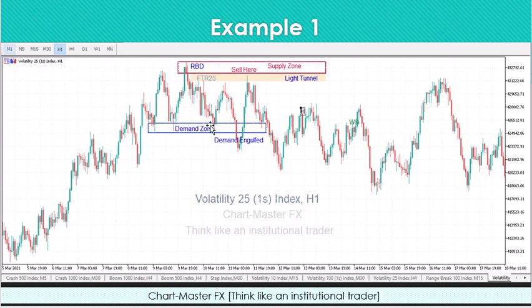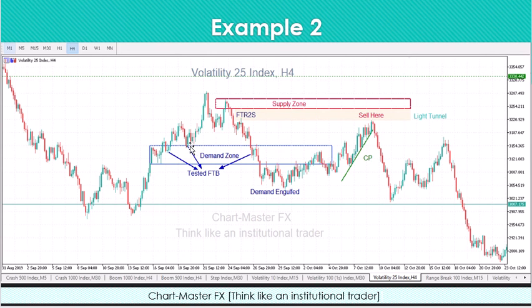Once we have that condition, then we know that as the price comes back to this light tunnel, that's where you can place your trade here and put your stop loss just above the cap area of the RBD. So here your target profit will be here, which is the depth of engulfment. So here that's where you can take your profit. So this is example number 1. So let's go to example number 2.